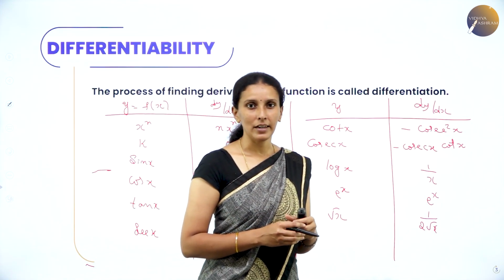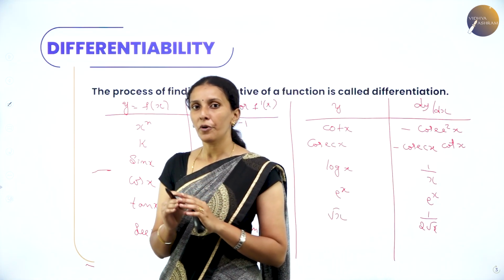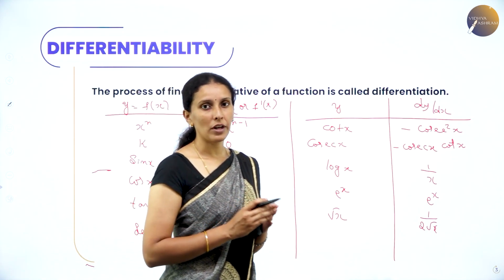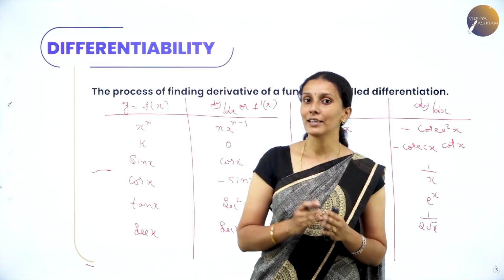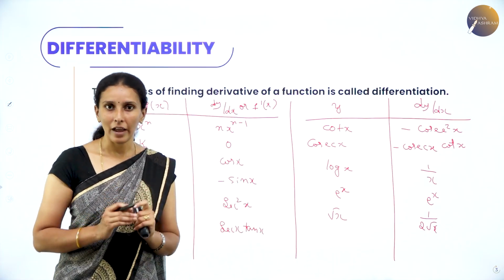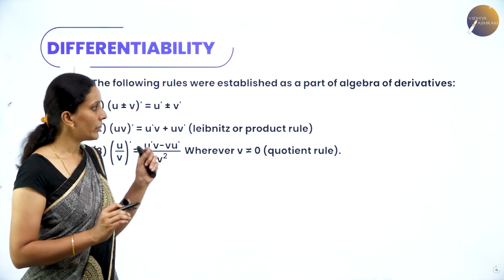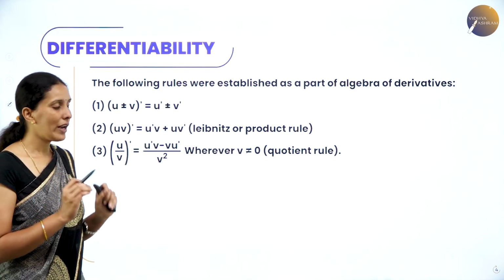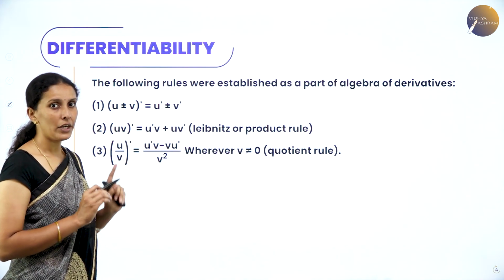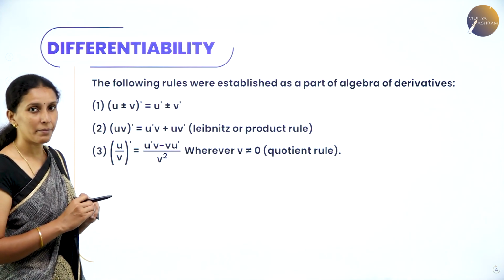Now using these results, we are going to learn the differentiability of a few more functions like composite function, implicit function, exponential function, parametric function, and the second order derivatives. Let's study these types of derivatives one by one. Before that, we also learned a few rules to derive functions in the form of u plus v, u minus v, uv and u by v, which is given by Leibniz. This is called the Leibniz rule of algebra of derivatives.